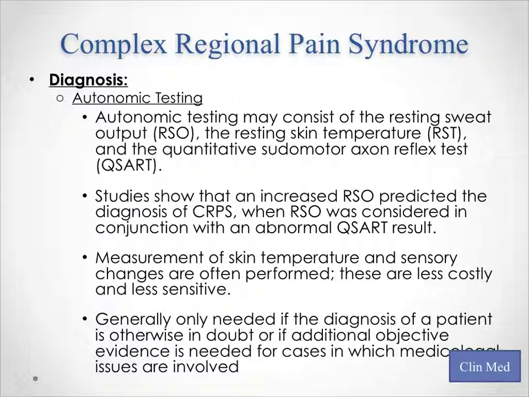In my research, I found that there were some studies in which patients that had an abnormal pseudomotor axon reflex test, if they had an increase in their RSO, this was predictive of a diagnosis of complex regional pain syndrome. Most people, though, tend to just measure skin temperature and look for sensory changes. These are certainly less costly and more commonly used, but they're not as sensitive as the actual true autonomic testing, but it is something to consider when you're doing your workup on these patients.